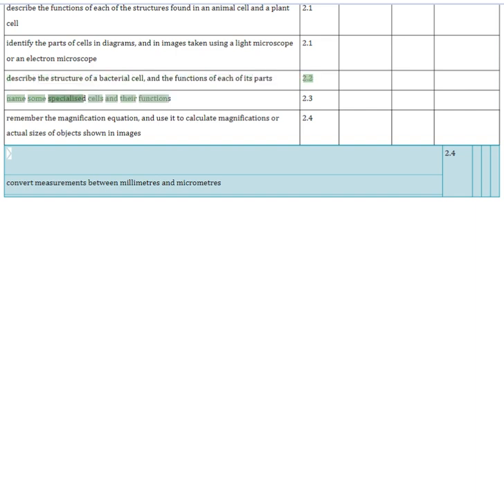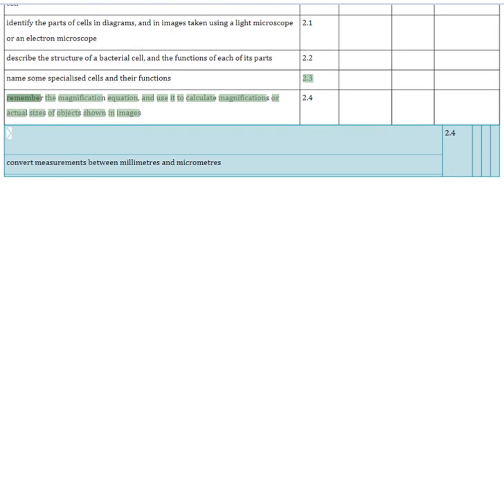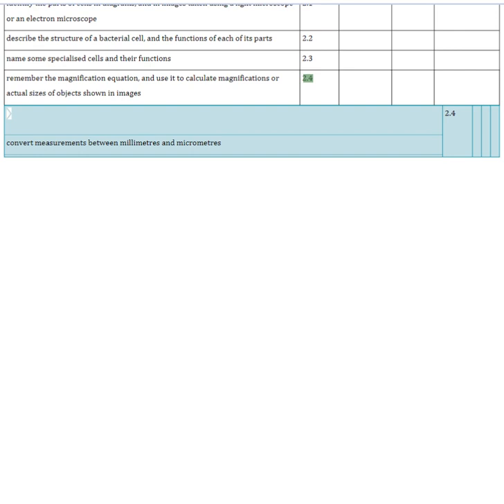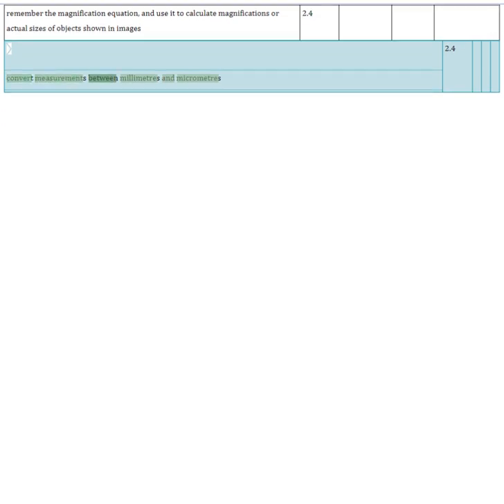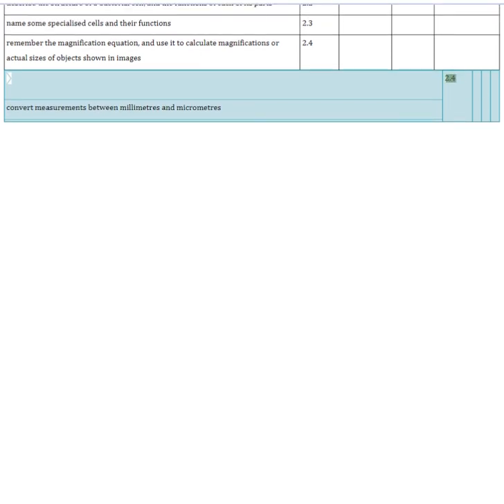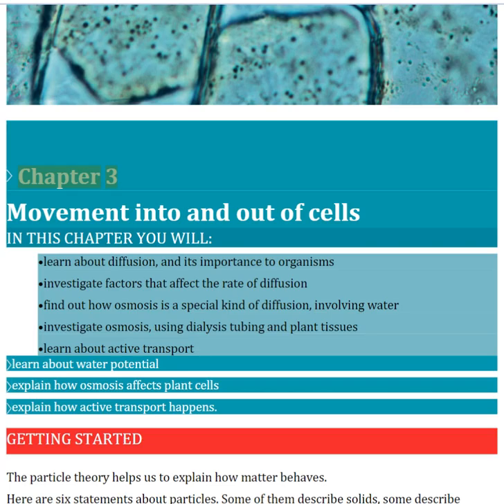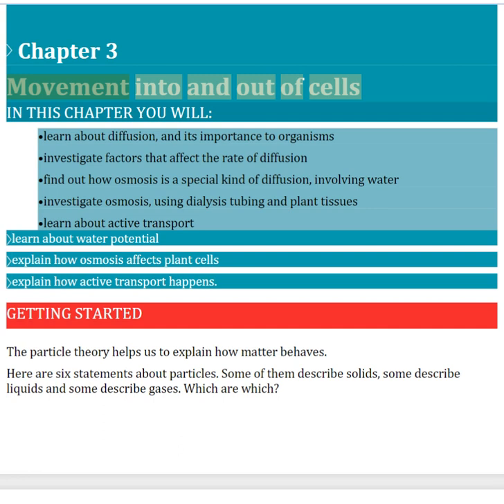2.2 Name some specialized cells and their functions. 2.3 Remember the magnification equation and use it to calculate magnifications or actual sizes of objects shown in images. 2.4 Convert measurements between millimeters and micrometers. 2.4 Chapter 3 Movement into and out of cells.